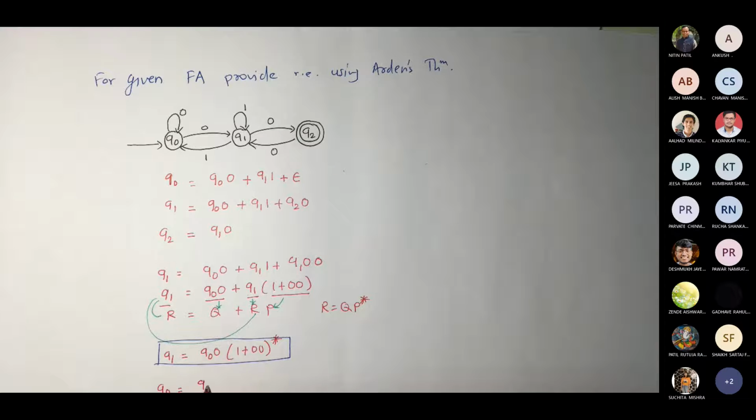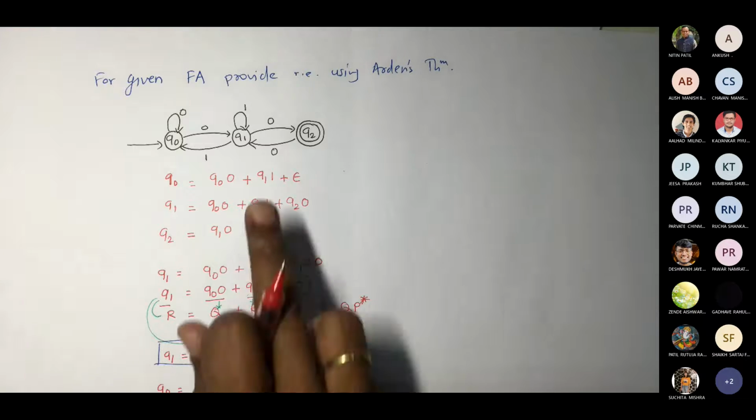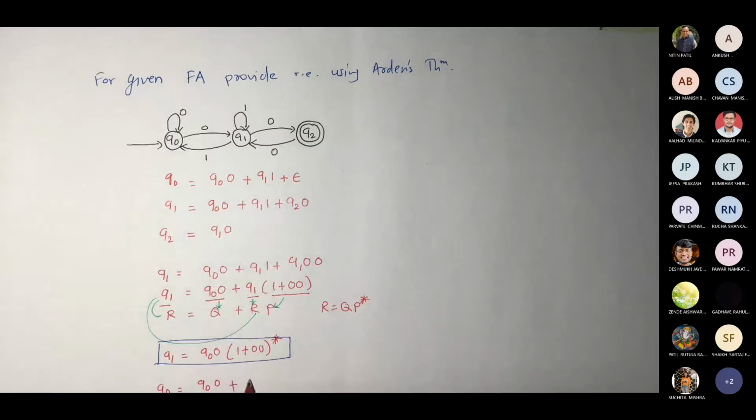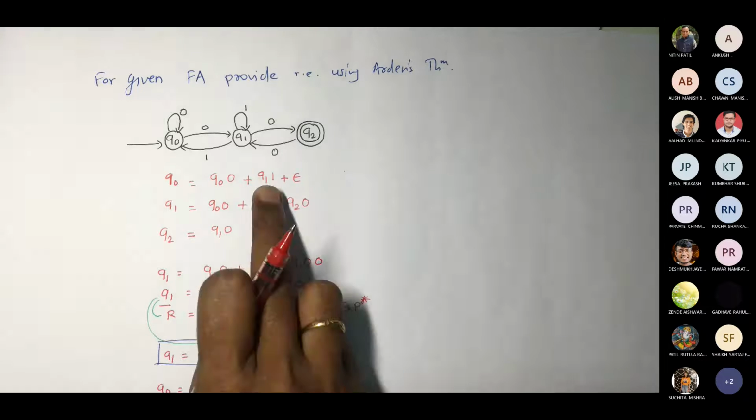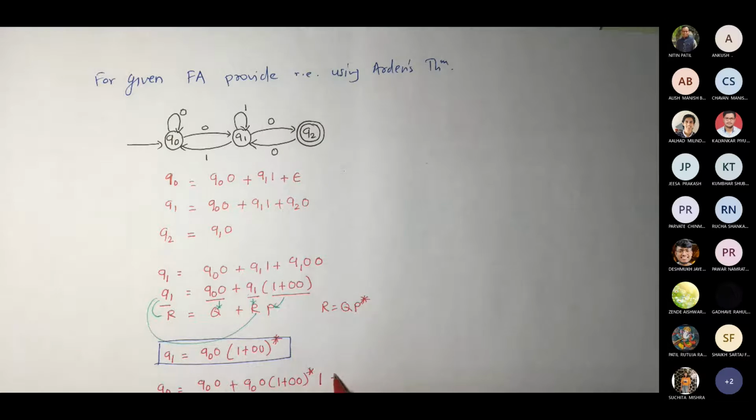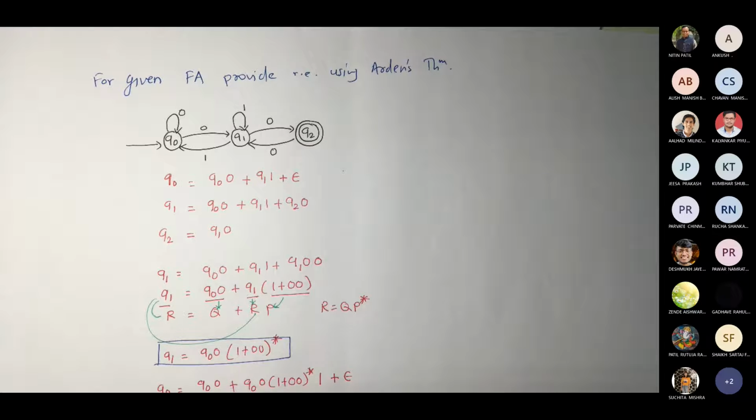Q0 equal to Q0 0 plus now Q1. So Q1 is this. So let me write this: Q0 0 1 plus 0 0 star. So this is Q1, and then I am writing this 1 plus epsilon. Let me write this Q0 equal to, let me take Q0 common: 0 plus 0 1 plus 0 0 star 1, plus epsilon. Now if you see, it is again of the same form.